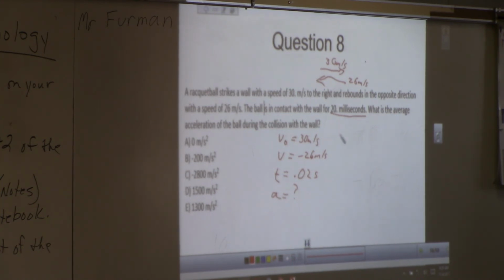First one. So v is equal to v naught plus at. Final velocity, negative 26 meters per second, is equal to the initial 30 meters per second plus a times 0.02 seconds. Plug all that in, you get acceleration of negative 2,800 meters per second squared.